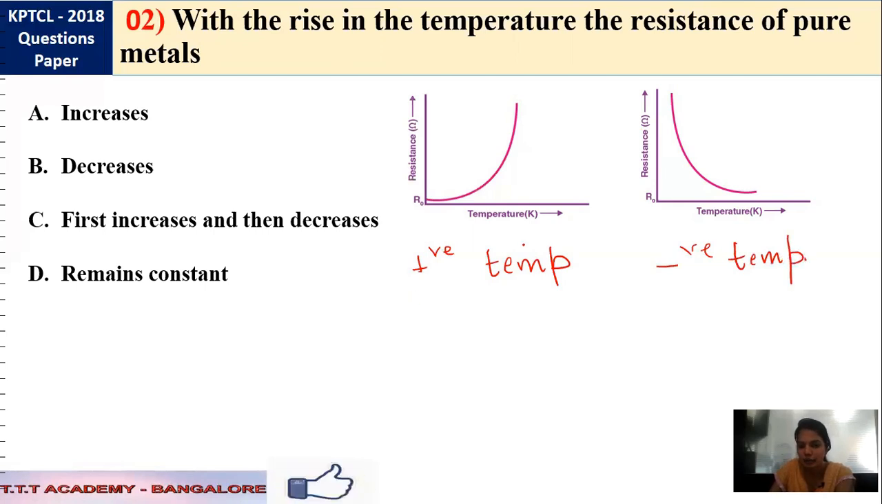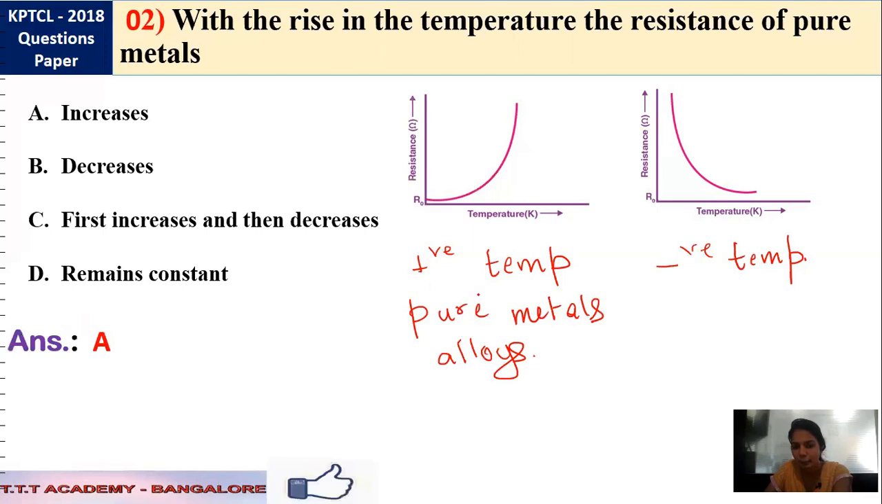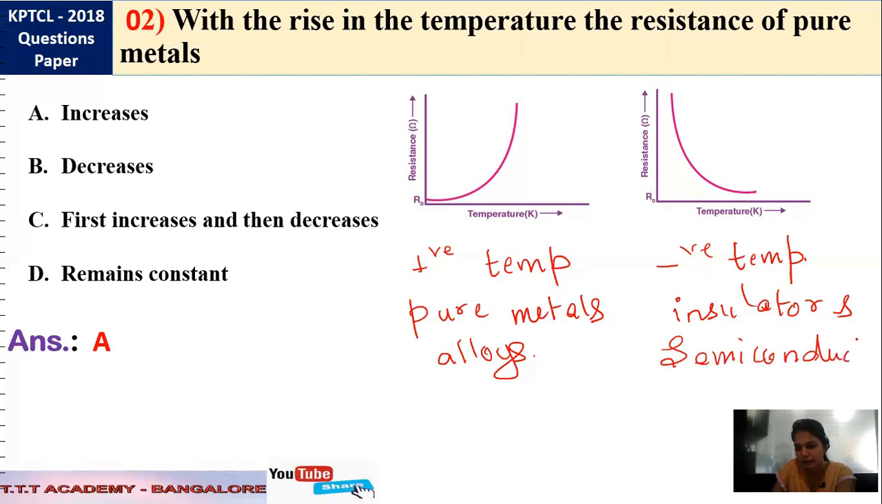So what are the examples for positive temperature coefficient? It is pure metals, and also alloys of different metals. And the examples for the negative temperature coefficient are insulators and semiconductors. So here they are given in case of a metal. Hence, as the temperature increases, the resistance of a pure metal will also increase. So the answer to this question is option A, increases.